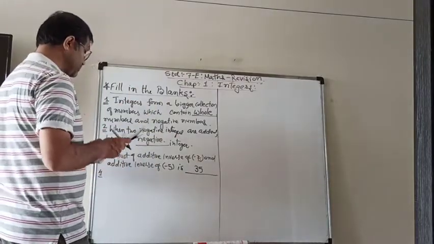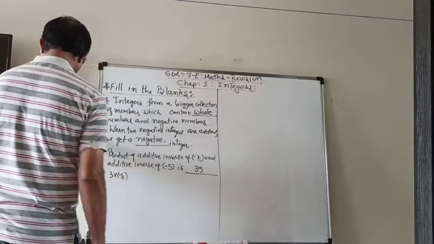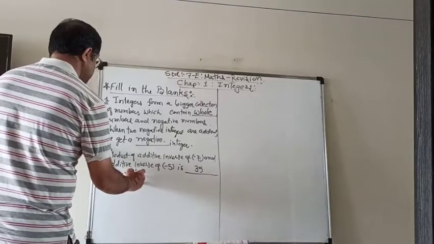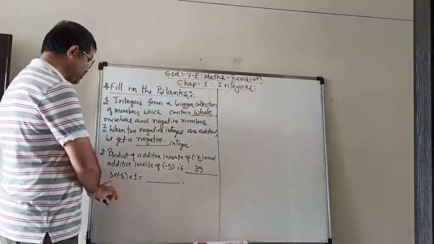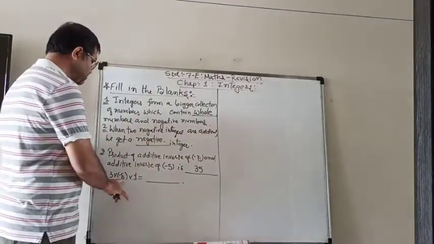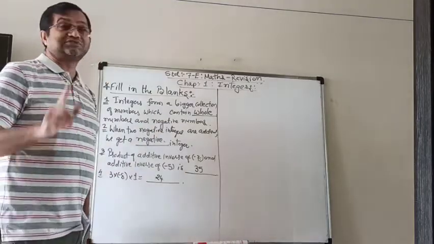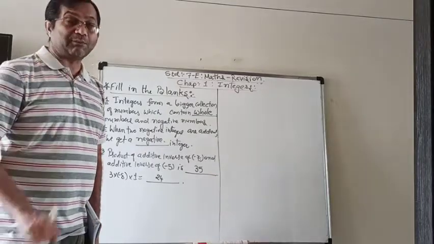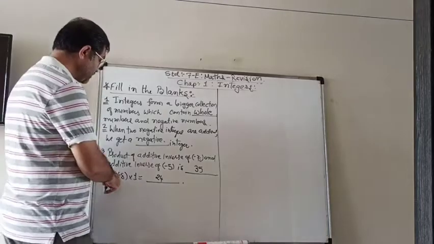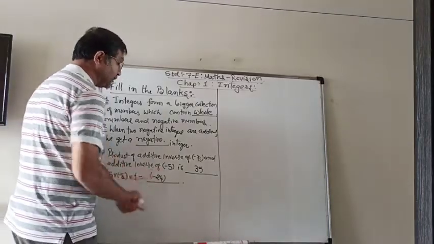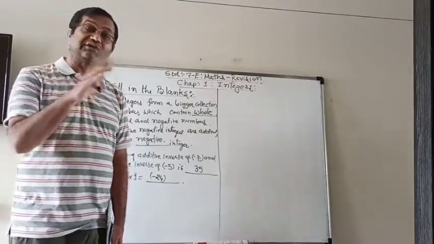Fourth one, 3 multiplied by -8 multiplied by 1 is equal to blank. Now first of all you have to multiply all of the numbers. 8 3s are 24, 24 1s are 24. Now sign. How many numbers are negative here? Only one negative. It means an odd number. It means that the answer will get a negative sign. If two negative integers are there, that will become positive.